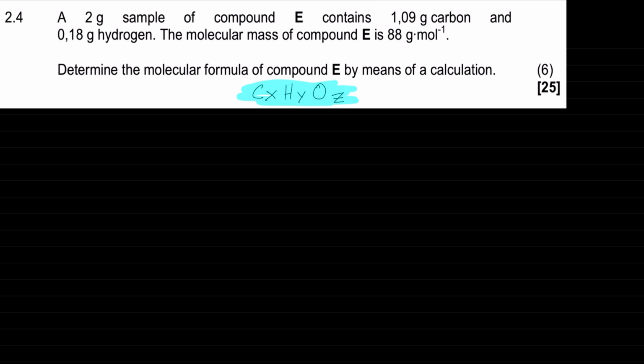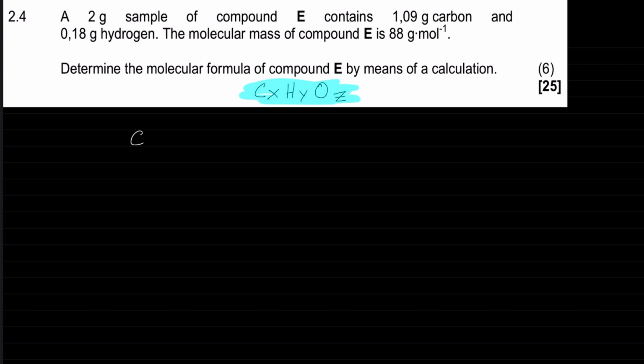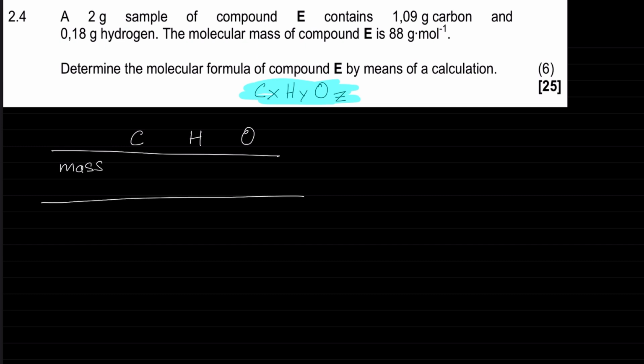Now, when it comes to a question like this, I like to break it up into a little table. And it's not necessary, but it just keeps everything in order. So I'm going to construct a table with 3 columns. In each column, I'm going to have each one of the atoms. So C, H, and O. Now, in the first row, I'm going to have the mass. In the next row, I'm going to put the number of moles. In the next row, I'm going to put the ratio.